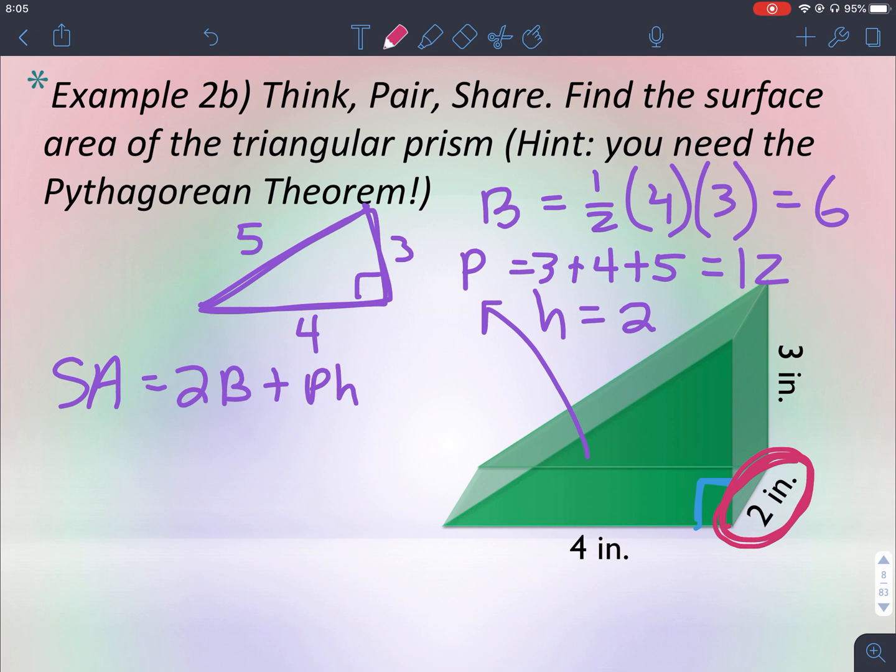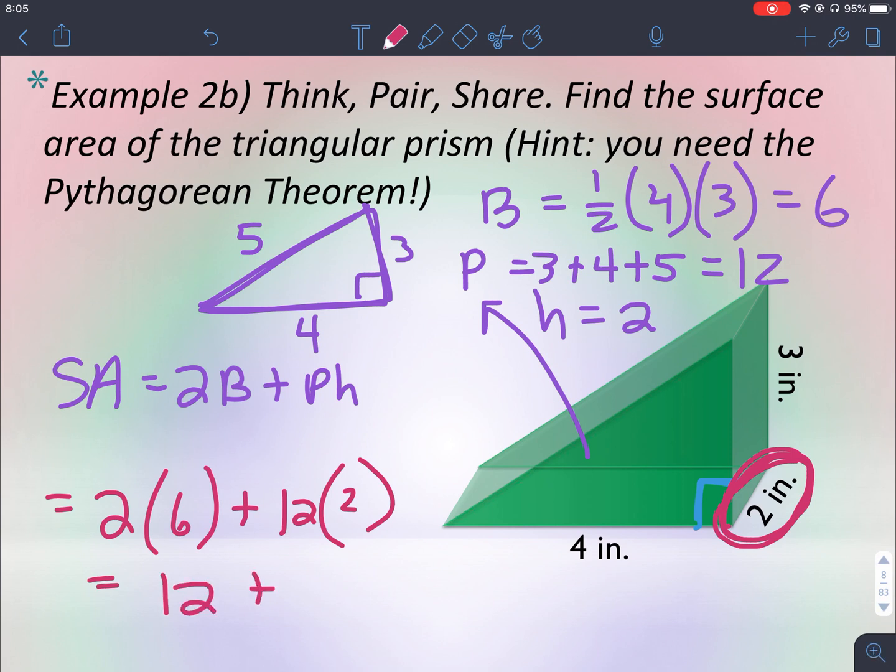All right, so surface area is going to be 2 times the area of the base plus the perimeter times the height. And that's going to be 36 inches squared.